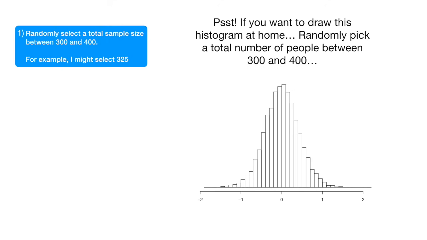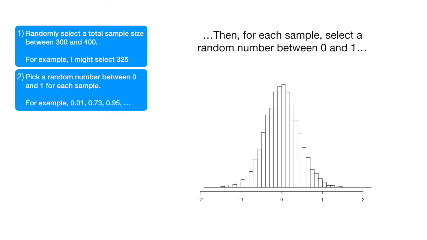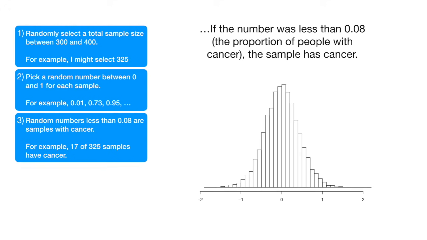Psst. If you want to draw this histogram at home, randomly pick a total number of people between 300 and 400. We do this to simulate the fact that if we repeated this experiment, we might not get the exact same sample size each time. Then, for each sample, select a random number between 0 and 1. If the number was less than 0.08, the proportion of people with cancer, then the sample has cancer.